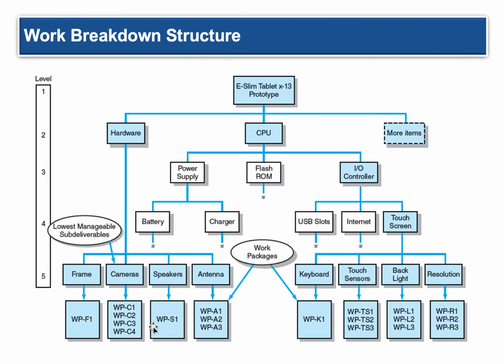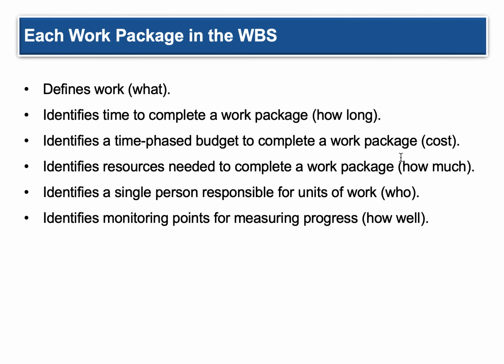See how it breaks it down? Like, hey, we need more input for the camera. We need more input for the backlight. Keyboard's pretty straightforward. Frame's pretty straightforward. So it identifies how many resources we're going to need. It identifies a single person responsible for the unit of work. Who's going to oversee it? It identifies monitoring points for measuring progress. How well is it managed?